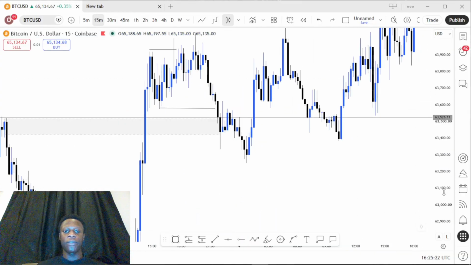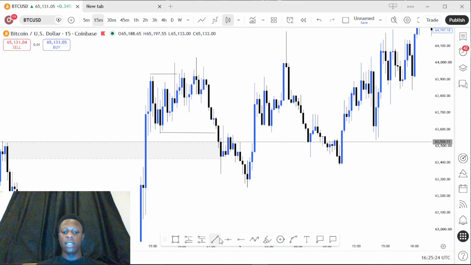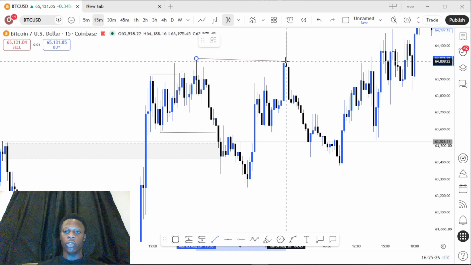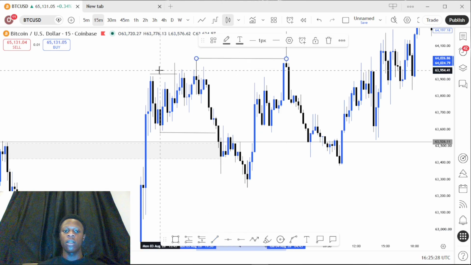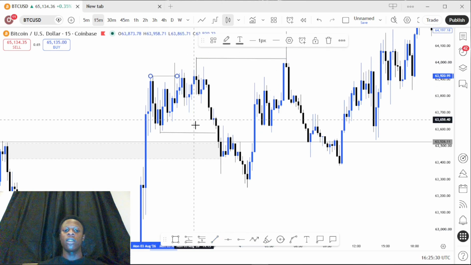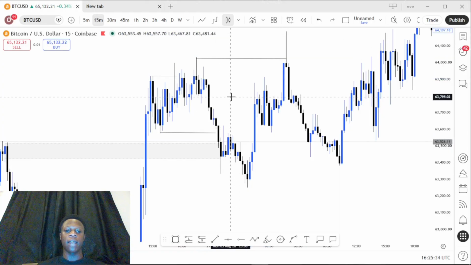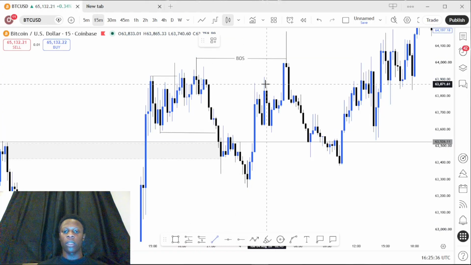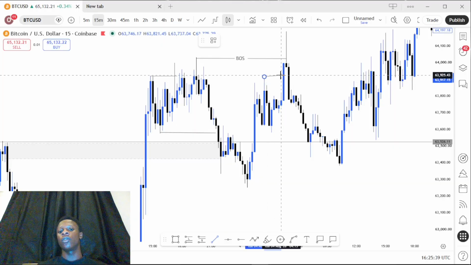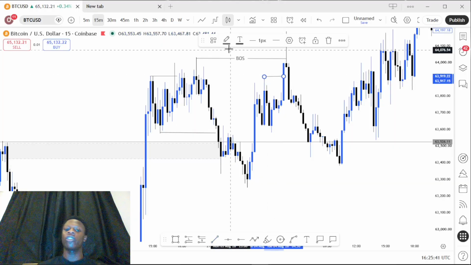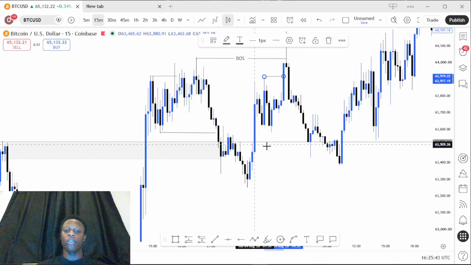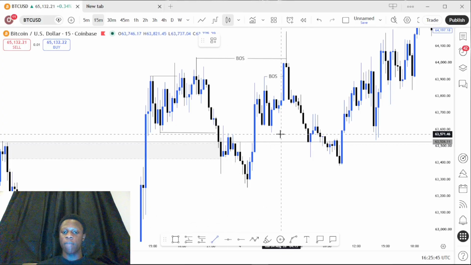So on a 15 minutes now, you can see this is also a break of structure to the upside. This is also a break of structure to the upside, right? And this is also a break of structure. I consider that as a break of structure. It's also a break of structure to the upside. And this now was my inducement.